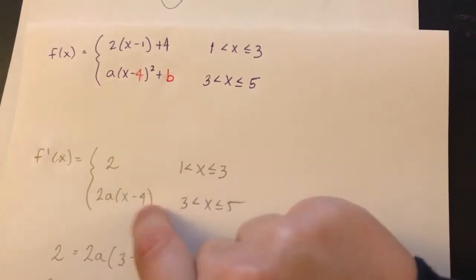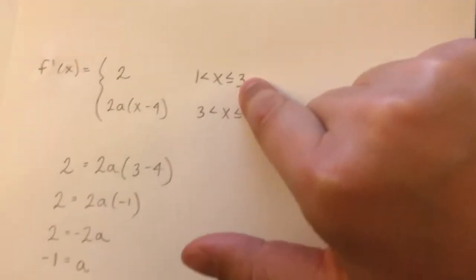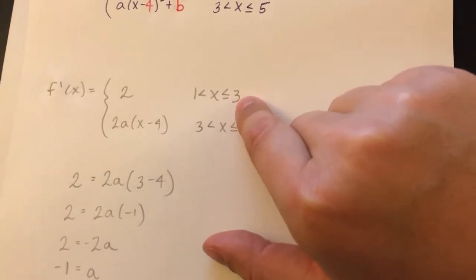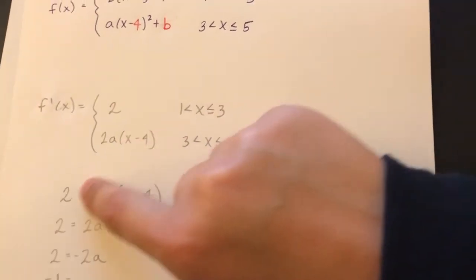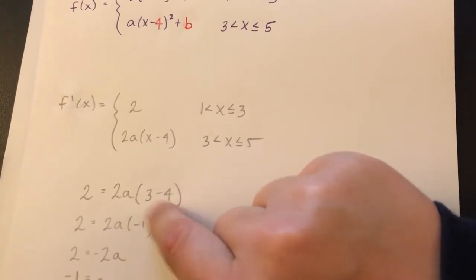So I'm going to force these functions to be differentiable at the breaking point of 3. In order to do that, I plug 3 into both functions for x. So if I plug 3 into the first function, I get 2. Notice that I'm setting it equal to the second function because I'm trying to force it.